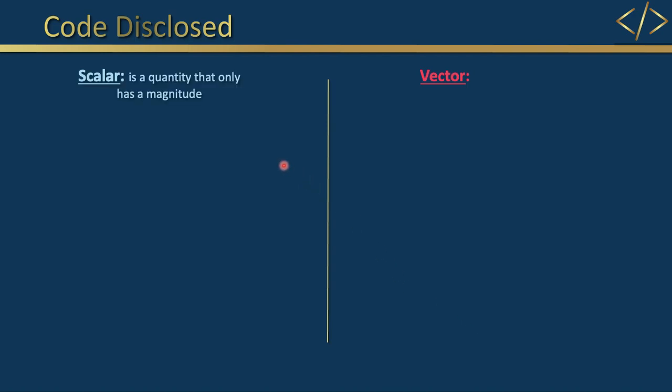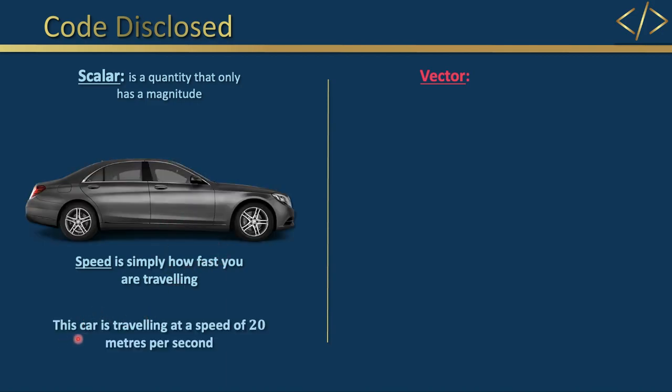A scalar quantity is a quantity that has only a magnitude. As an example of this, speed. Speed is simply how fast you are traveling. So if we have a car, we can say that this car is traveling at a speed of 20 meters per second. However, a vector is a quantity that has both magnitude and direction.